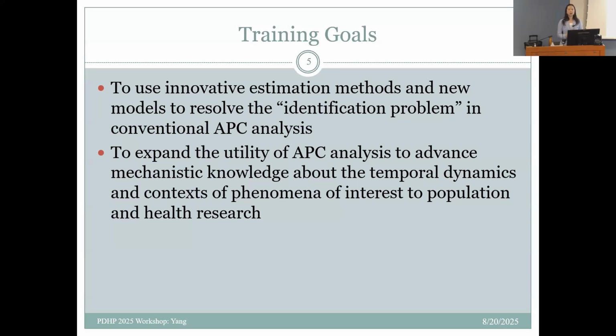And second, more importantly, I hope you can use APC analysis in more flexible and broad ways to expand its utility to investigate deeper mechanistic questions, or to advance mechanistic knowledge about the temporal dynamics and temporal context of any phenomena of interest to you in population and health research.